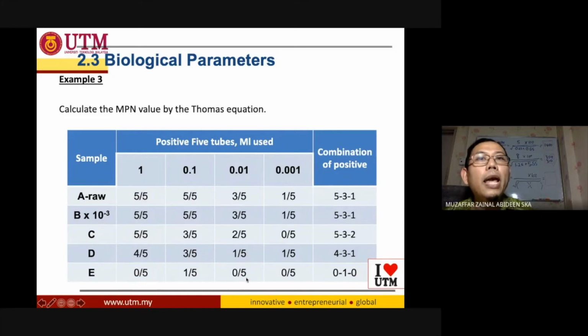So when you talk about ml of negative, this one, the negative is 5. Because no positive, that means negative is 5. So 5 times 1. This one, the negative is 4, 4 times 0.1, that means 0.4. And this one is 5 negative, that means 5 times 0.01, that means 0.05. This is 5.45. That is the ml of negative tubes. I repeat it again. Once you have 0 in your combination, all of them need to be considered in your calculation.